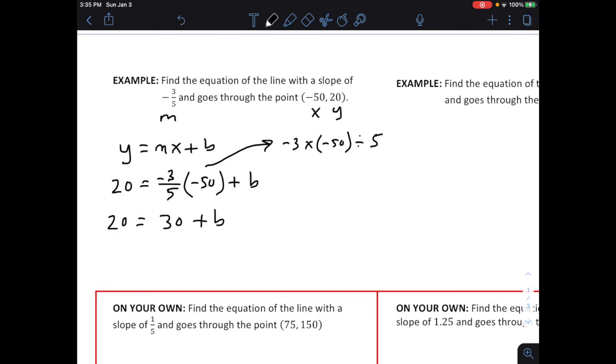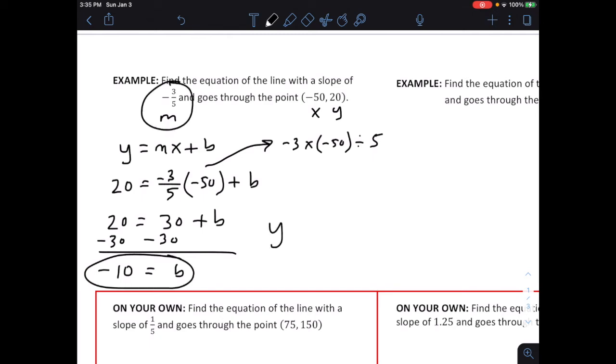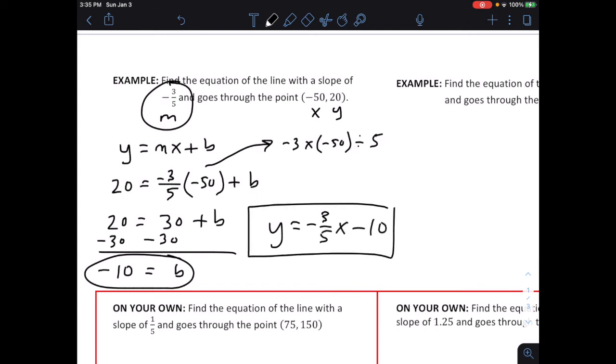All right. And so then we're going to subtract 30 from both sides. And we end up with -10 here. And this is b. So we have our b, we have our m. So we can write the equation: y equals -3/5 x minus 10. Okay, so another good example, because -50, 20 is a point that is nowhere near going to fit on one of those little graphs that we have.